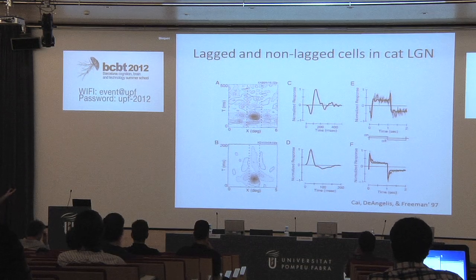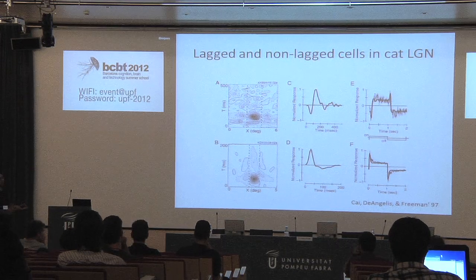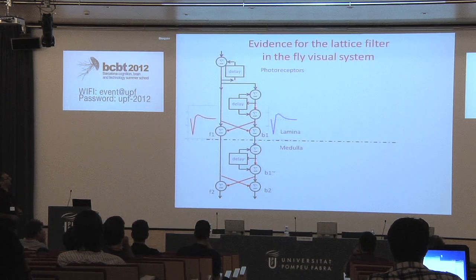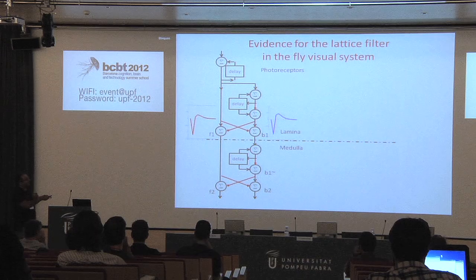So, as we always did before, if there is a prediction and the theory is general enough, it should work across species. So let's go back to flies. And what I think is happening there is that the early part of the visual pathway is also described by the lattice filter.